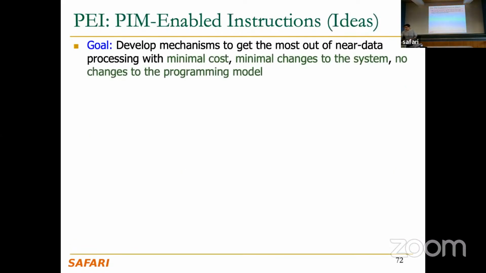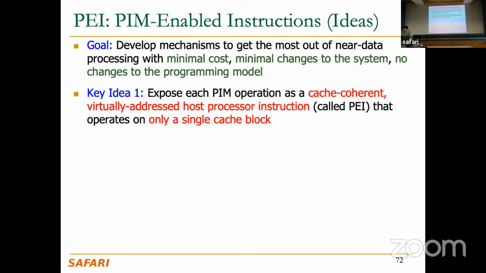The goal is to develop mechanisms to get the most out of near data processing with minimal data costs, minimal changes to the system, and no changes to the programming model. The key idea is to expose each PIM operation as a cache coherent, virtually addressed host processor instruction that is called PEI, that operates only on a single cache block.